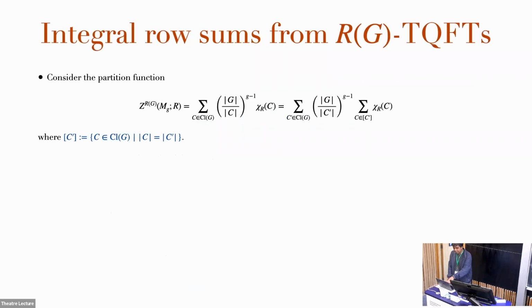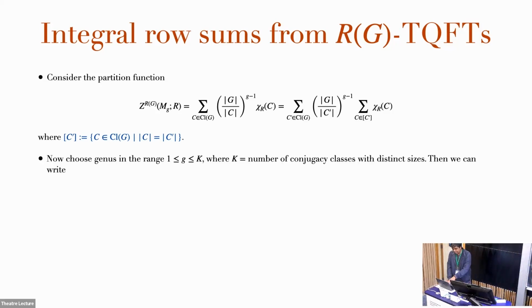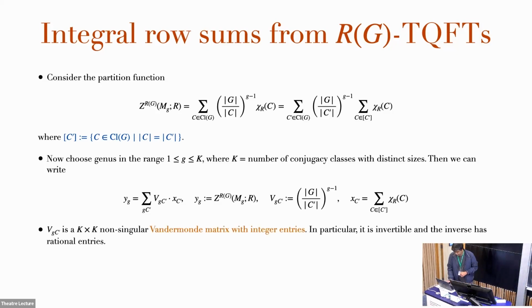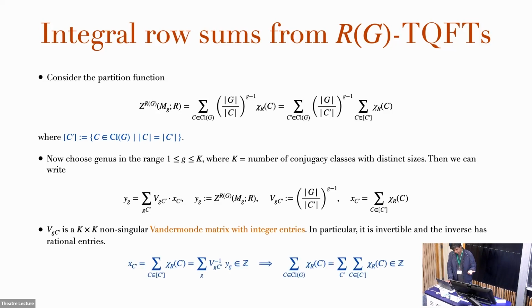So again, we split the sum into two sums like this, where now the sum is split according to the number of elements in the conjugacy class instead of the dimension of the representation. And we again realize that this partition function can be thought of as a matrix acting on X, giving Y. Again, we have a Vandermonde matrix, which is invertible, and we can invert that matrix to get X in terms of Y.